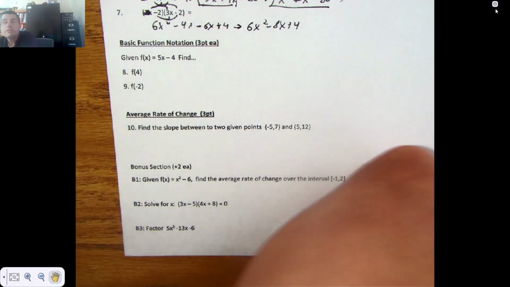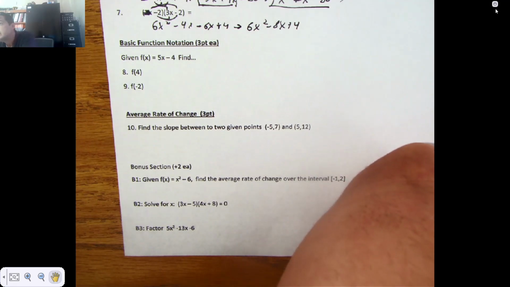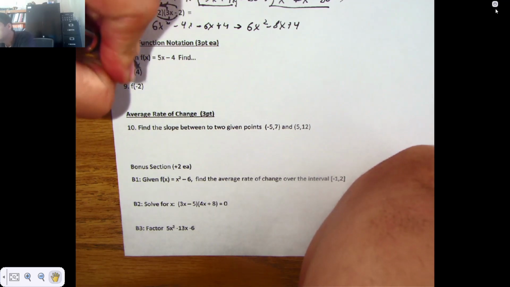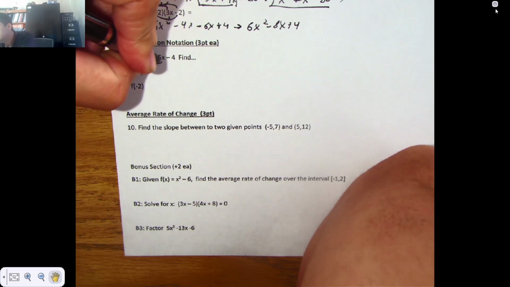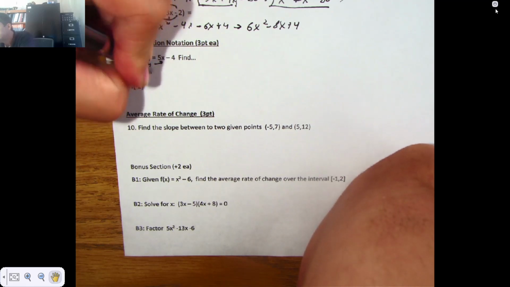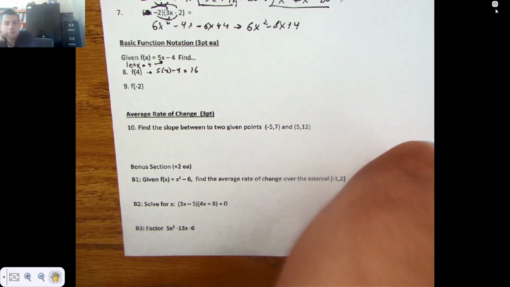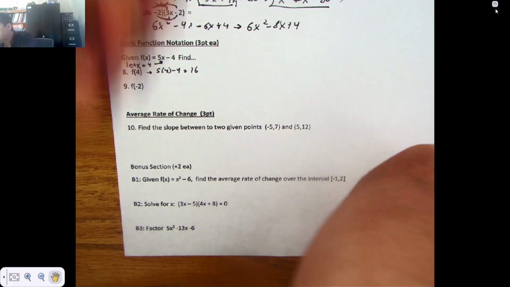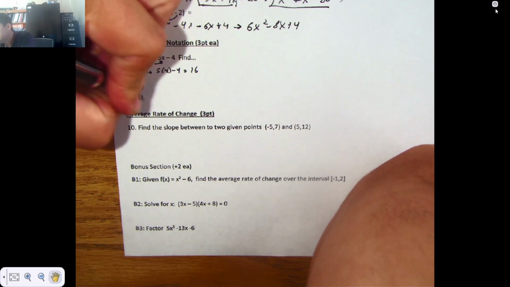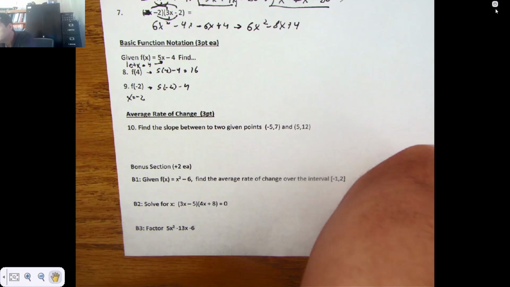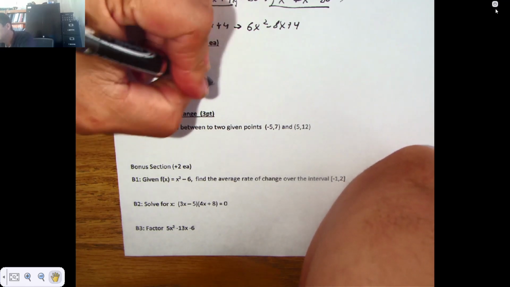All right, function notation. Function notation messes with so many kids' heads. I don't know why. F of 4 literally means let x equal 4. So everywhere I see an x, it's a 4. So this is 5 times 4 minus a 4, which is 16. Because 5 times 4 is 20. F of -2 means let x be -2. So this becomes 5 times a -2 minus a 4, which is negative, what, 14? Seems legit.